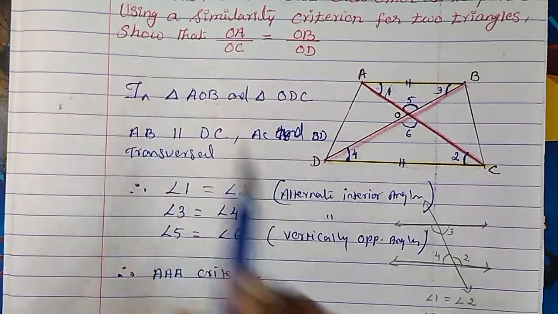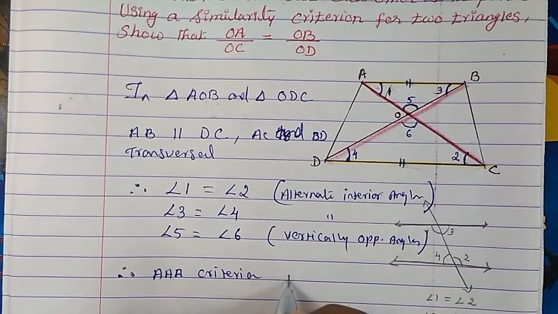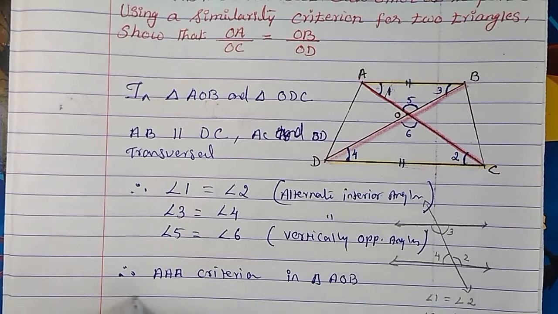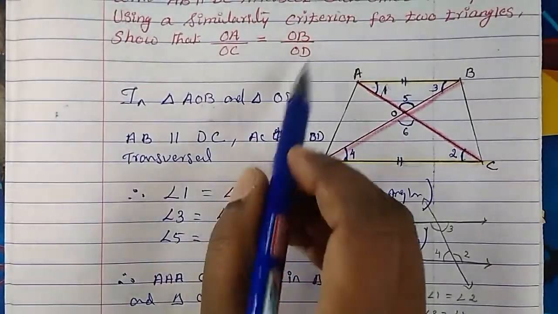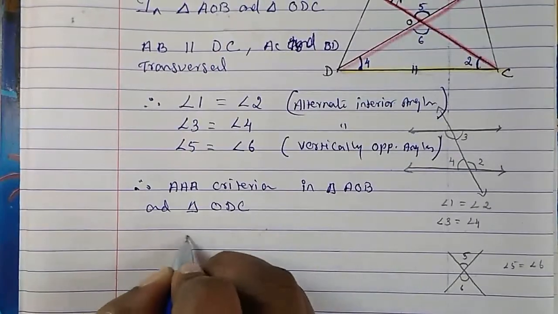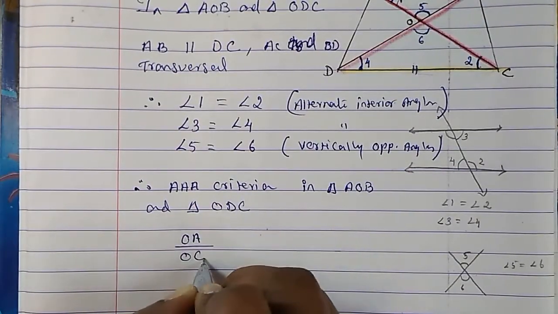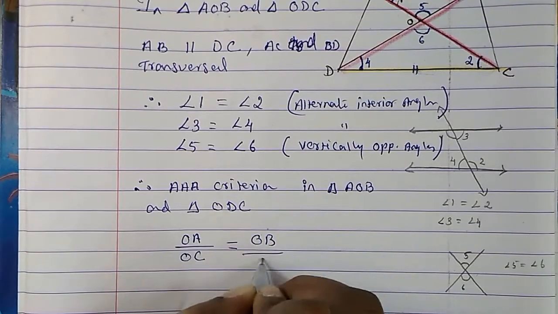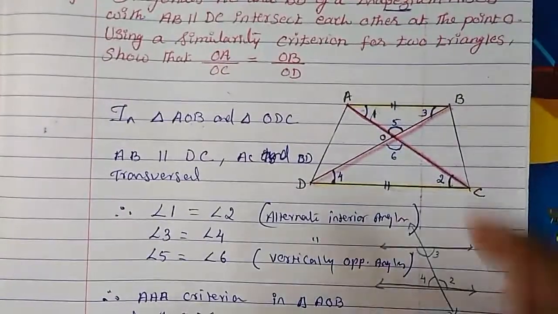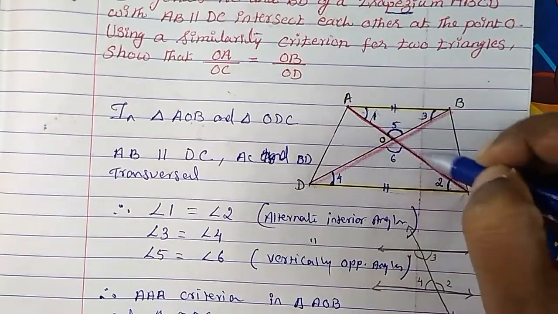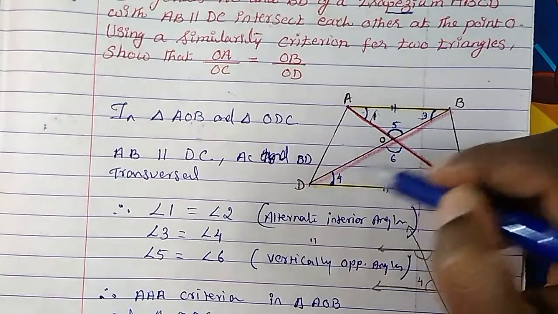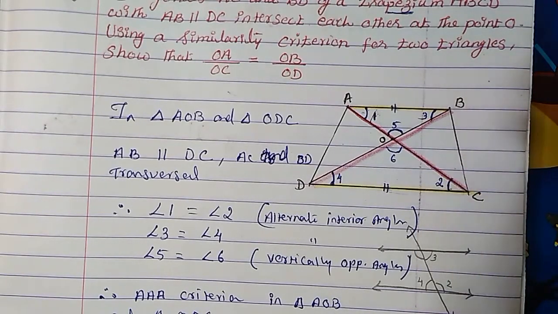triangle AOB is similar to triangle ODC. Then we can say OA upon OC is equal to OB upon OD. If these two triangles are similar by the angle angle criterion, then the ratios of their sides will also be equal. So we have proved it.